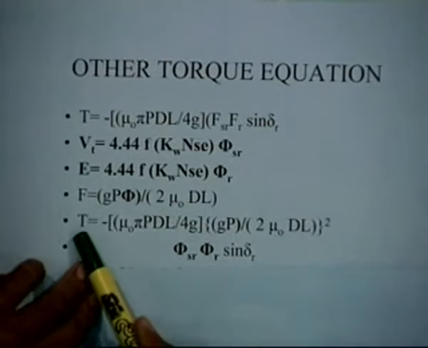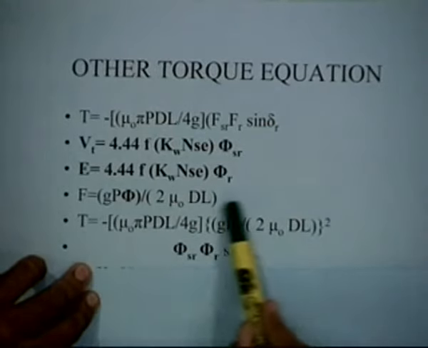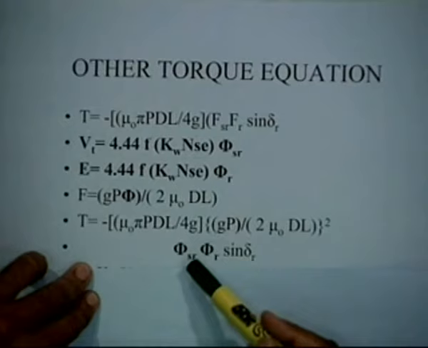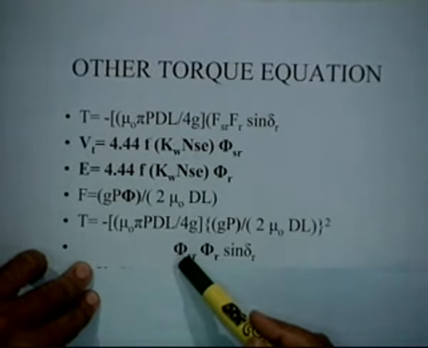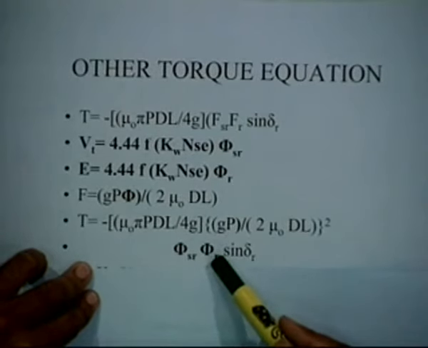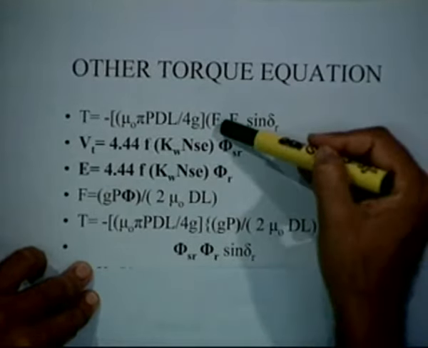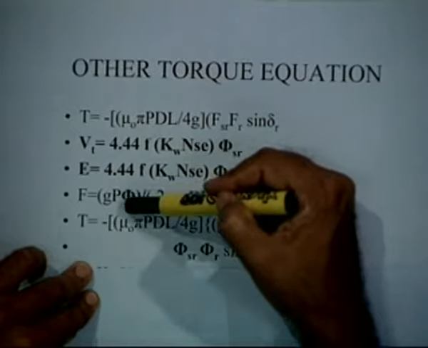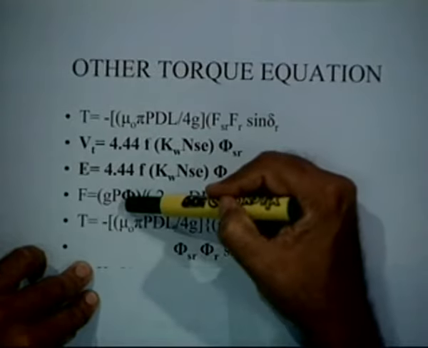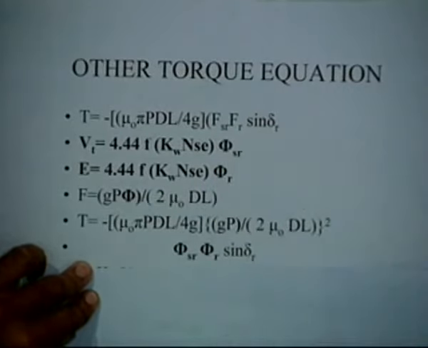So, you have an expression for torque as some constant into resultant flux per pole into rotor flux per pole into sin delta r. So, FSR is proportional to phi SR, Fr proportional to phi R. So, you have this expression.